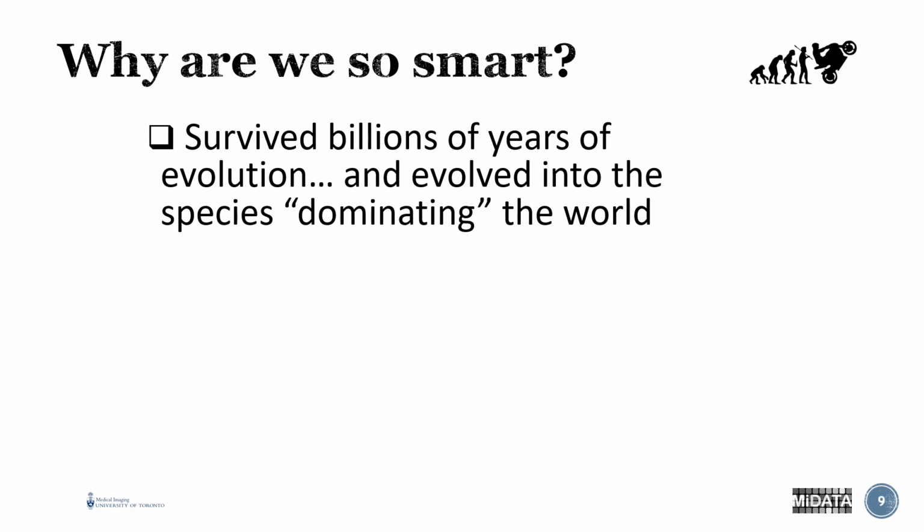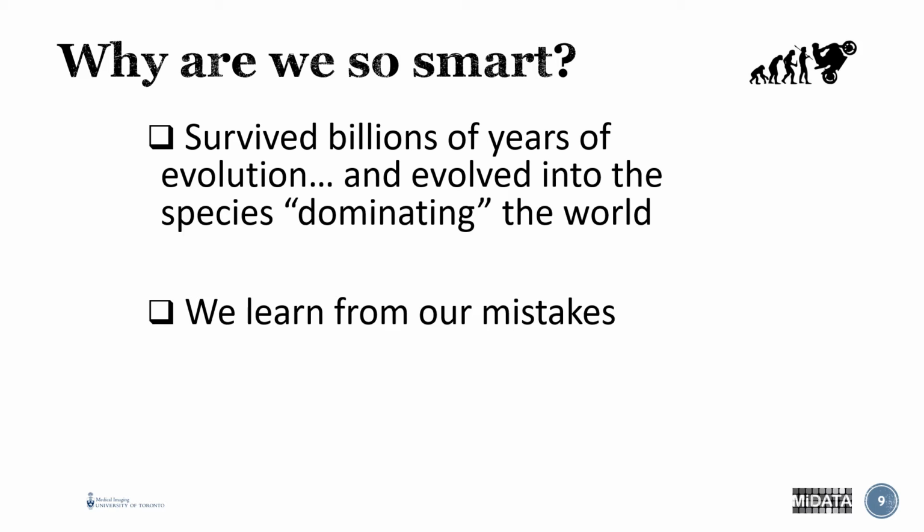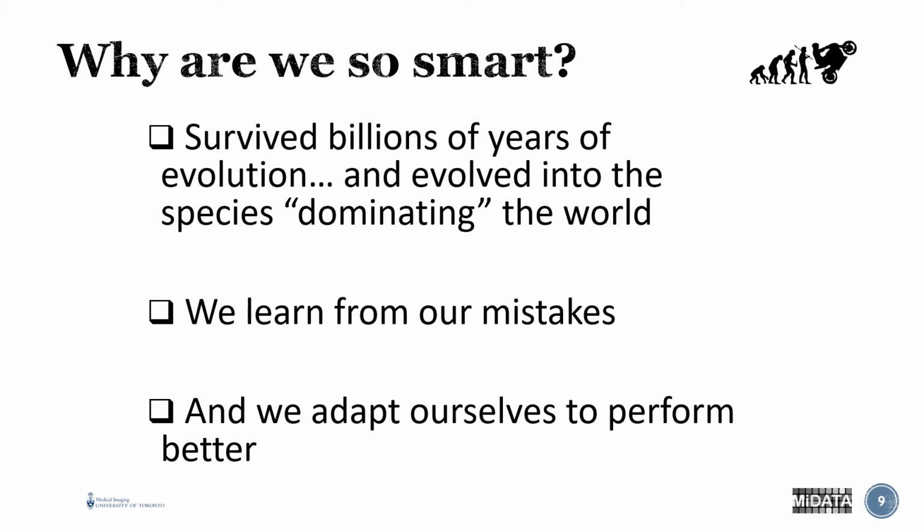So why are we so smart? Well, we've survived billions of years of evolution, and we have evolved into the species dominating the world. I'm not sure necessarily that's all of a good thing, but our intelligence has contributed to us being able to be the dominant species. Now we learn from our mistakes, or we're supposed to. My wife always chuckles when she sees this slide. And we do adapt ourselves to perform better. Now that's something that drives us, that we always want to do better. We always want to improve our performance.